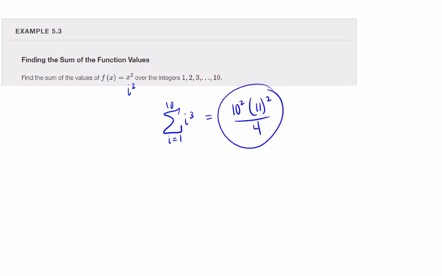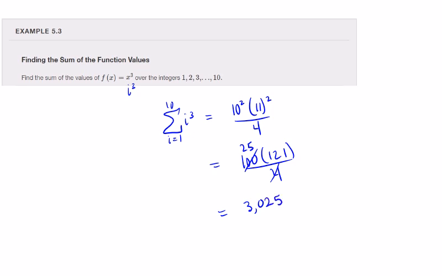All right, so it'll look like this, right? n squared, n plus 1 squared all over 4. All right, and let's calculate this. So we get 100 times 121 all over 4. So 100 over 4 is 25. Then we just multiply 25 by 121, and we get 3,025.